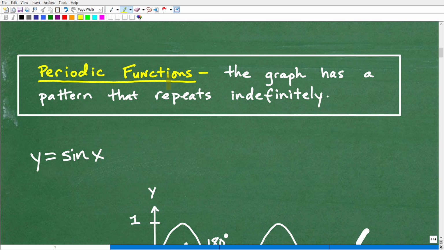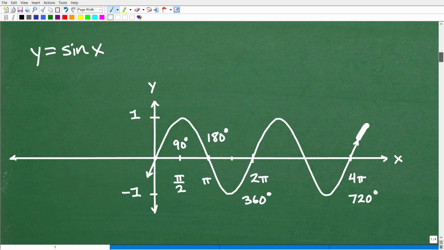Periodic functions: the graph has a pattern that repeats indefinitely. A sine graph or cosine graph is just going to go on and on forever. When you're asked to graph these things, you're only going to get one wavelength, one period, or maybe you could be asked to do 2. But just understand that the graph goes on indefinitely. That's a periodic function. So let's take a look at the basic sine graph.